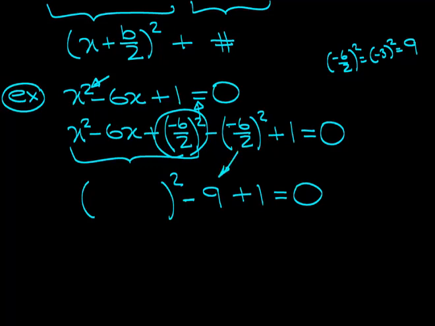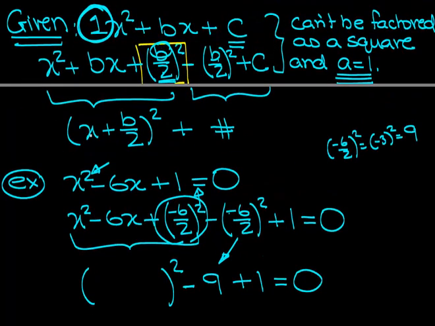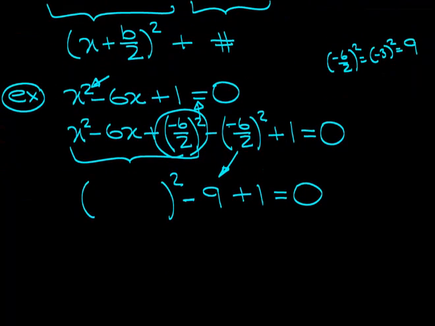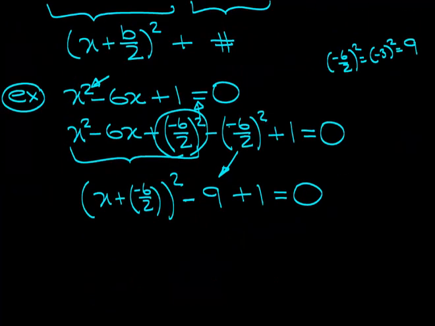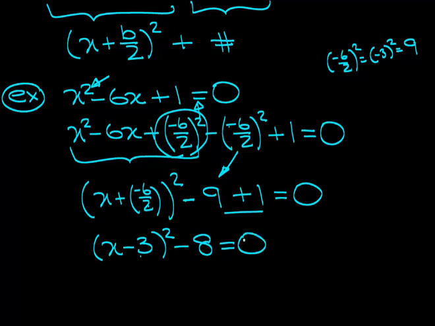I'm just calculating this. How about this here? This can be written as what? According to this, it is x plus b over 2. So you get x plus b over 2. That's it, not the square anymore. We just write b over 2. Just pay attention to that. There's no square here. There's a square here, but not here. So that's what we get. So this can be written as x minus 3 squared, because you have negative 6 divided by 2 is negative 3. And then these can be added to negative 8 is equal to 0.